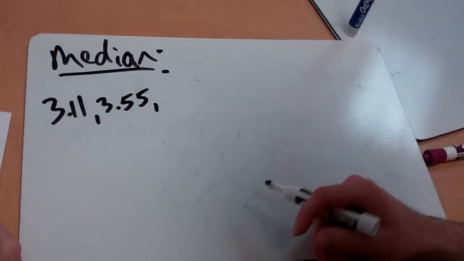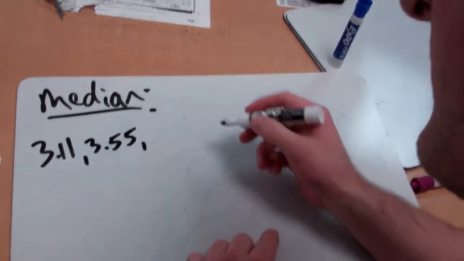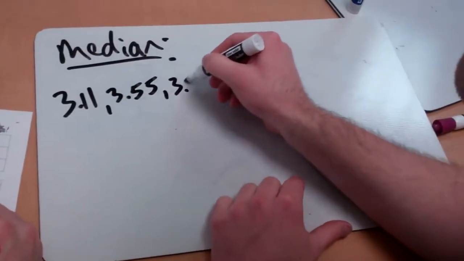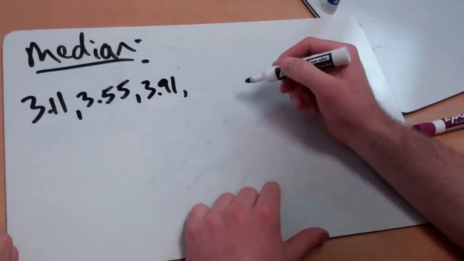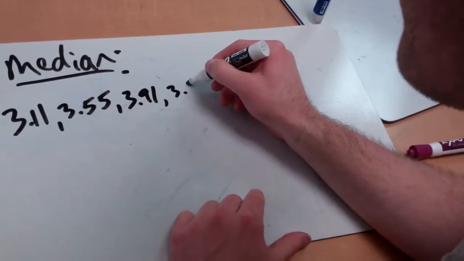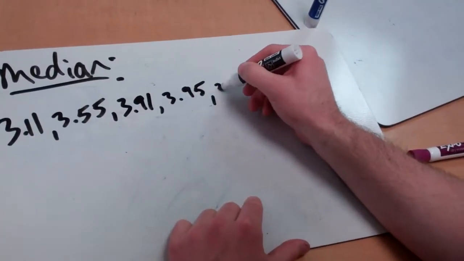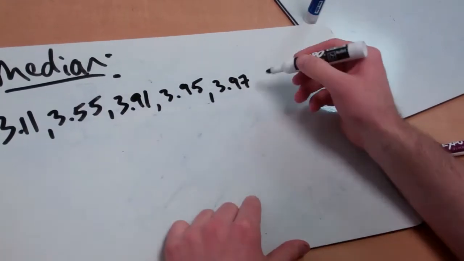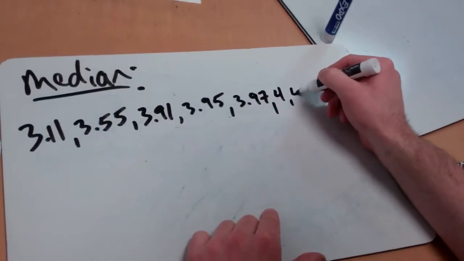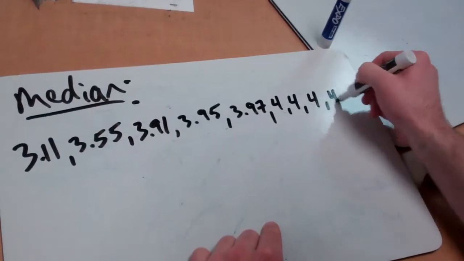Then we got senior year in college. Oh, no. Second year at AU, 3.91. And then we have senior year in college, 3.95. Okay. And then we got 3.97, which is your junior year. And then we got 1, 2, 3, 4, 5 4.0 years.